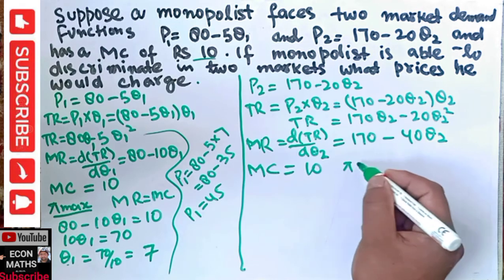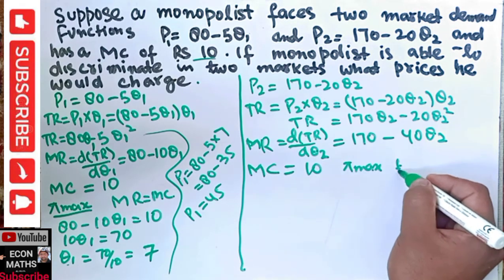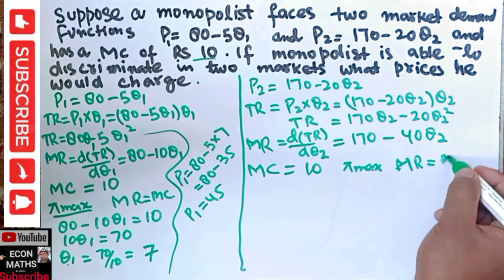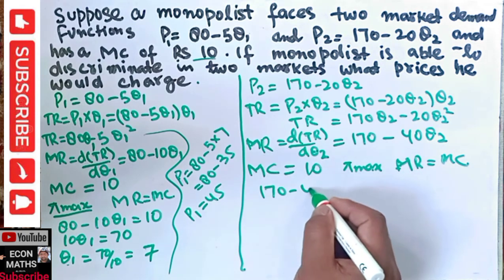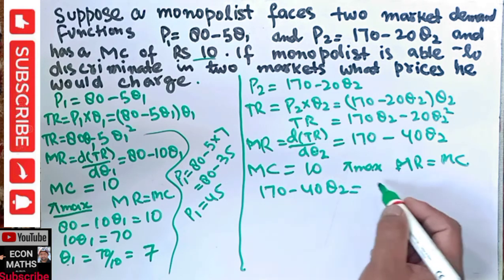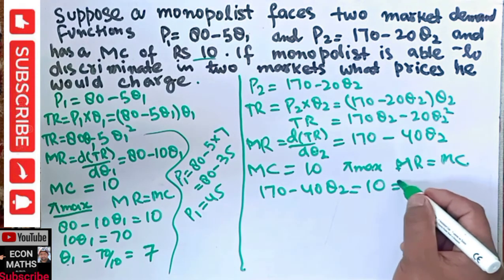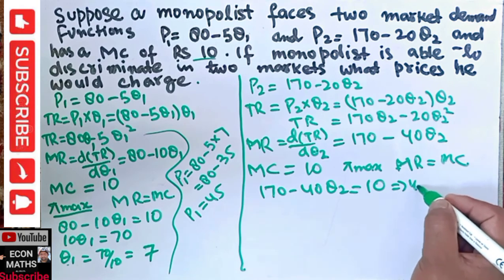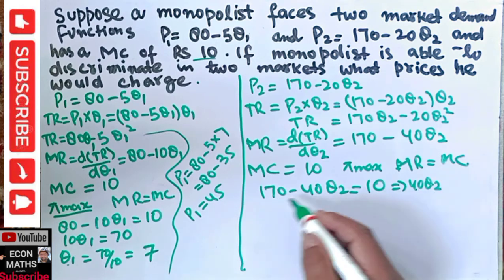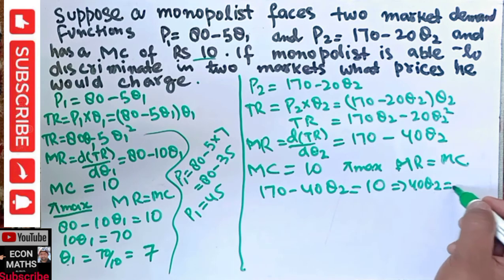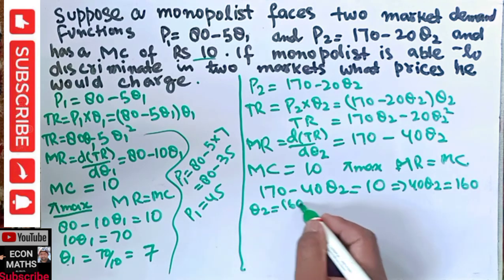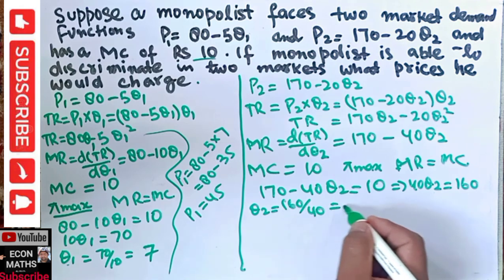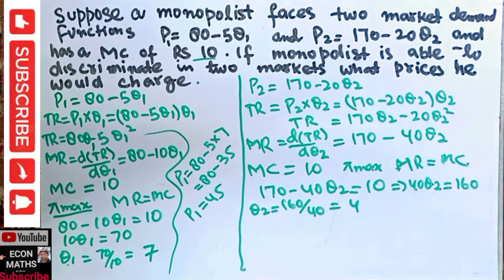For profit maximization, as we know, marginal revenue should be equal to marginal cost, which implies 170 minus 40 Q2 should be equal to 10. When solving, we get 40 Q2 is equal to 170 minus 10, which is 160, or Q2 is equal to 160 divided by 40, which gives us 4 as the equilibrium quantity in the second market. Now, what is the equilibrium price?